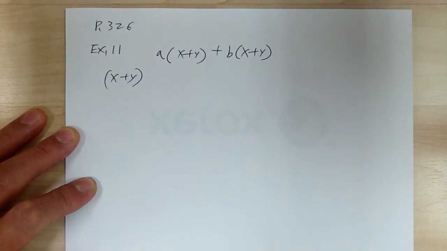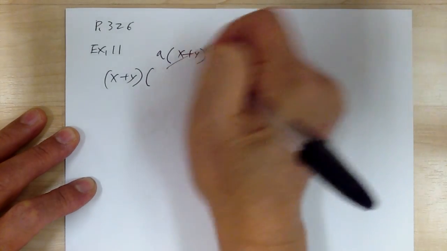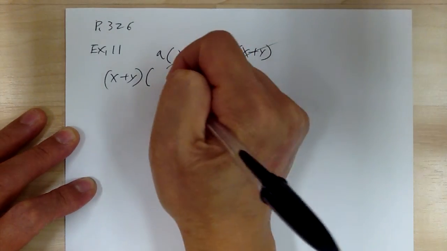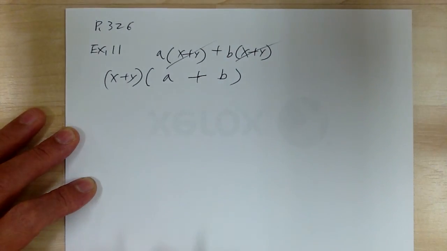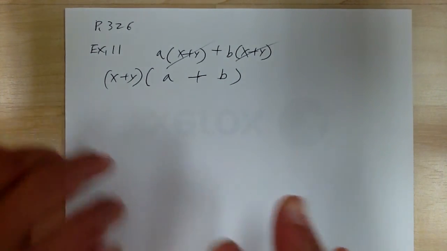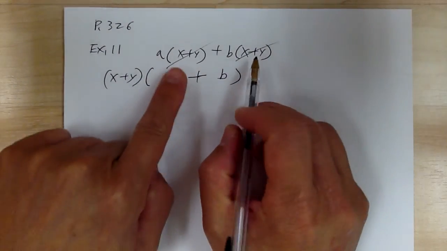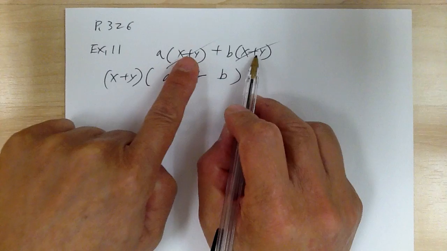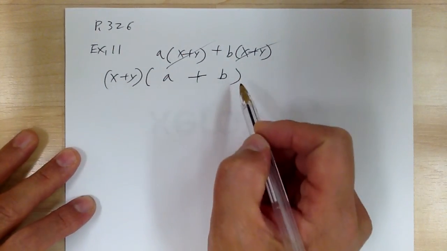When you take it out, it's gone already. The leftover would be a plus b, and that's it. This is a common factor. Common means same, factor means something you can take out. So a common factor is what they have the same, and you can take it out. That's how you do this type.